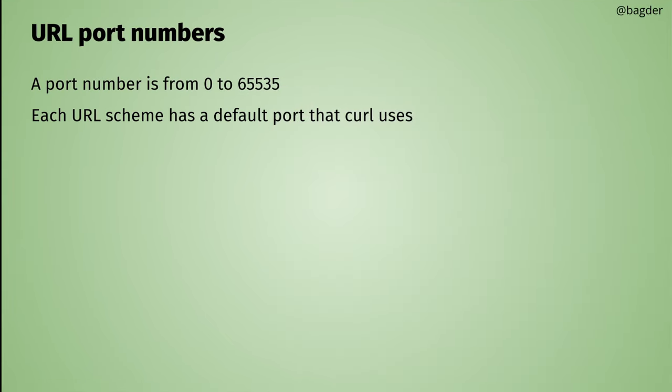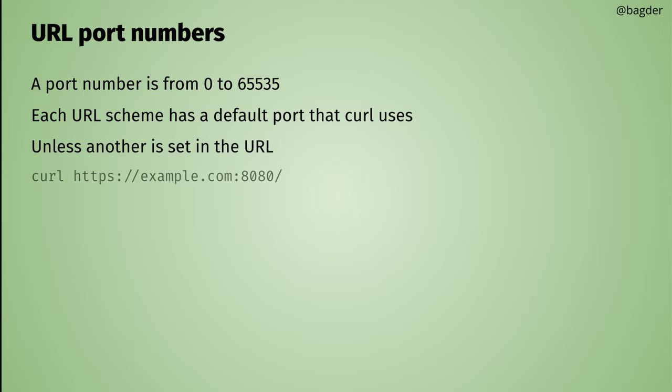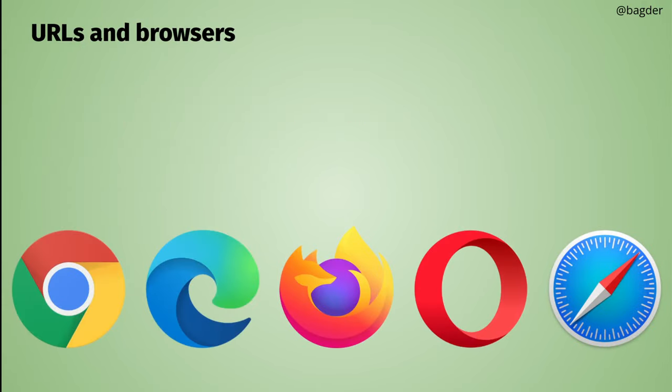So usually you just provide the scheme name, right? So curl knows what port number it will use. It uses the default one. So you can set it in the URL like this. This will speak HTTPS to port 8080 at the example.com server. Or you can provide it with an IPv6 address.